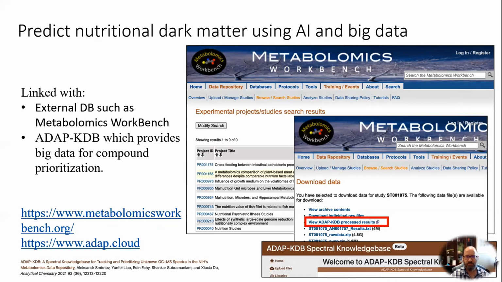And the last thing we're able to do with this database is use it to predict nutritional dark matter using AI and big data through connections between databases such as the Metabolomics Workbench and our accompanying database, ADAP, which provides big data for compound prioritization in untargeted metabolomics databases.